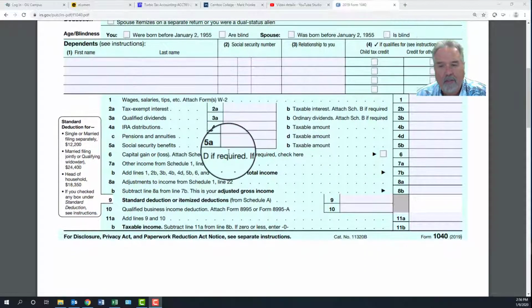Then we start with wages, income, interest, dividends, any IRA distributions for people that are retired, that are getting distributions from their individual retirement accounts, any pensions or annuities, or any Social Security benefits. We'll have all of these things in our various cases throughout the semester. Then other income can be for business income, for rental income, or for investment income of different types, and we will also have some of that.